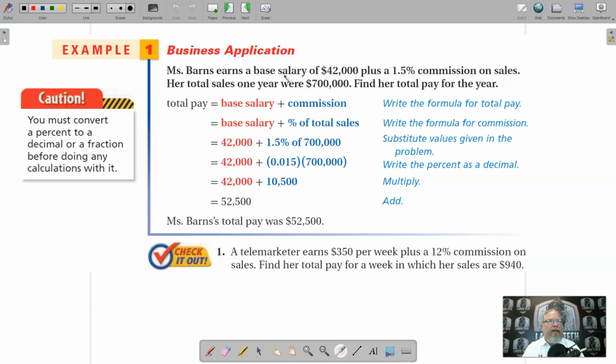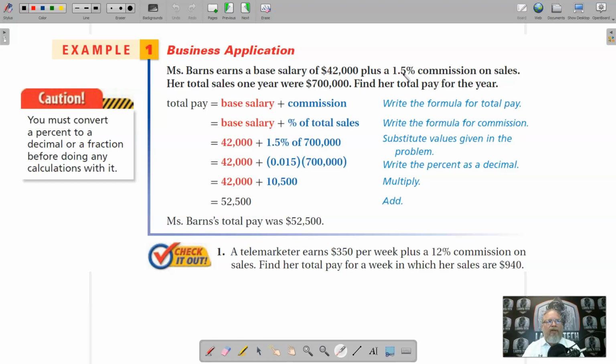So Miss Barnes earns a base salary of $42,000. Now, base salary means she gets that no matter what. If she sells a house or she doesn't, I guess this is selling houses. It doesn't say, I'm just making the assumption that it's a house. But let's just say she's a realtor. Whether she sells 10 houses, 100 houses, or no houses, she's still going to get paid $42,000. Chances are if she sells 0 houses, she's probably not going to keep her job too long. But at any rate, no matter how many houses she sells, she earns $42,000.